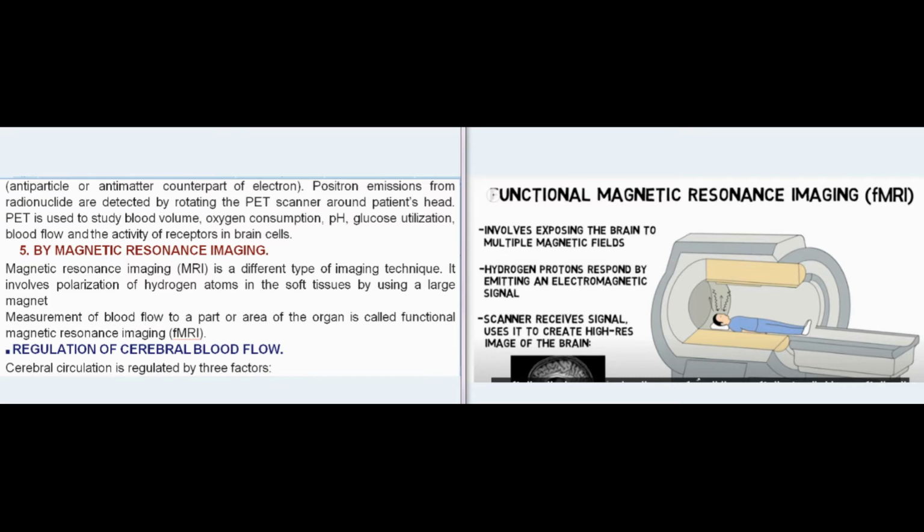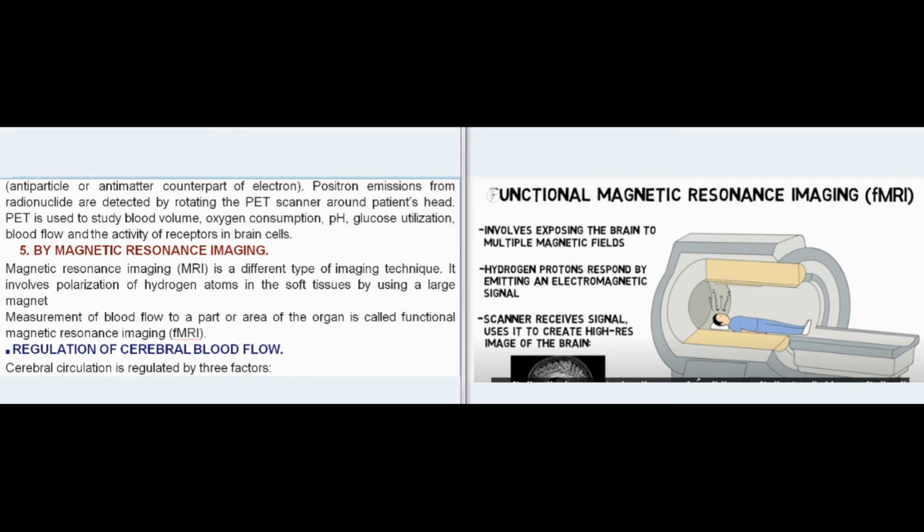5. By magnetic resonance imaging. Magnetic resonance imaging, MRI, is a different type of imaging technique. It involves polarization of hydrogen atoms in the soft tissues by using a large magnet. Measurement of blood flow to a part or area of the organ is called functional magnetic resonance imaging, fMRI.